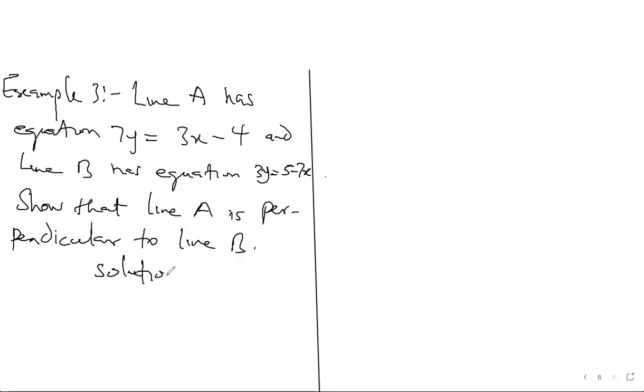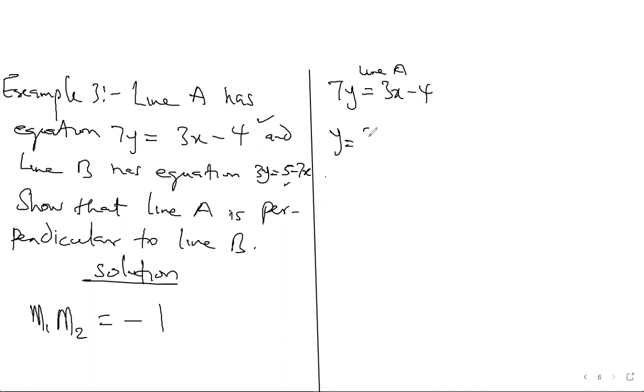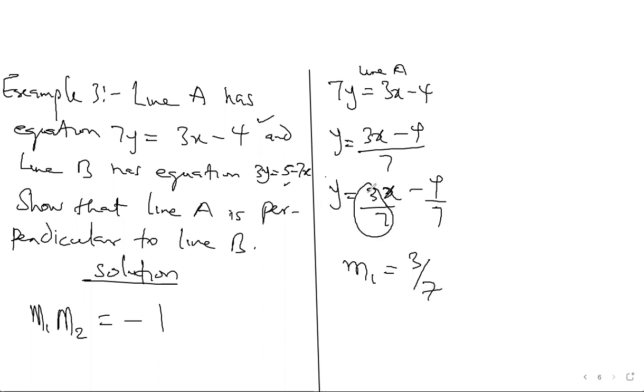So what do I do? I just need to find the gradient of each one and check if the product of the two gradients will be -1. That's all I want to do. So I need to find the gradient of each, multiply them, and check if I get -1. So for the first line, line A, 7y = 3x - 4. Then y will be (3x - 4)/7. It means that y will be 3x/7 - 4/7. It means that the gradient of that line will be 3/7, the coefficient of x.